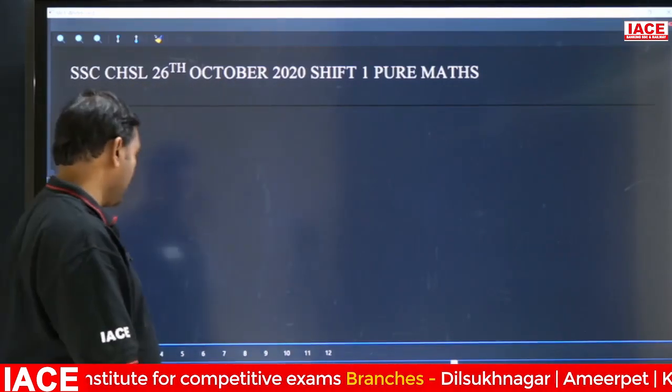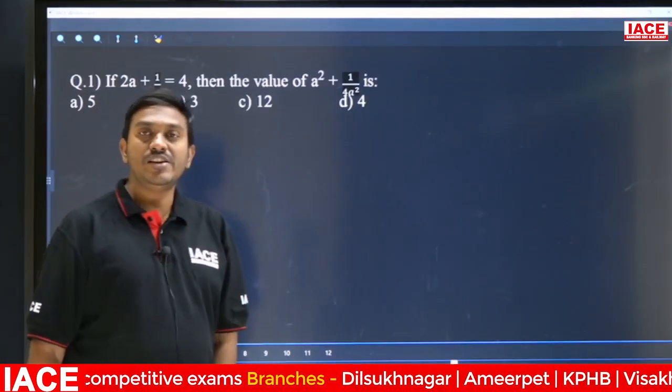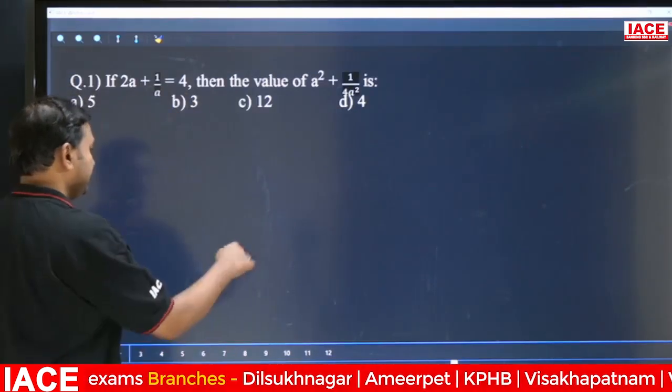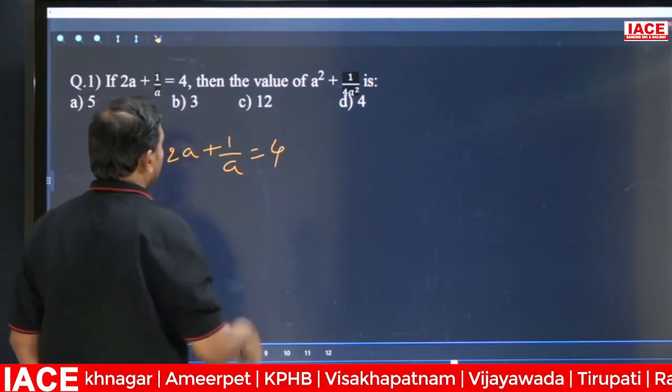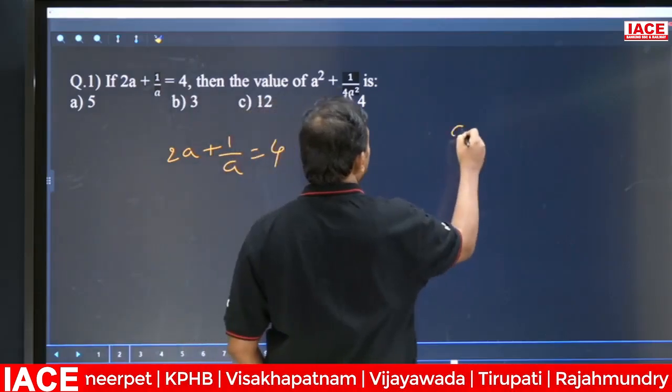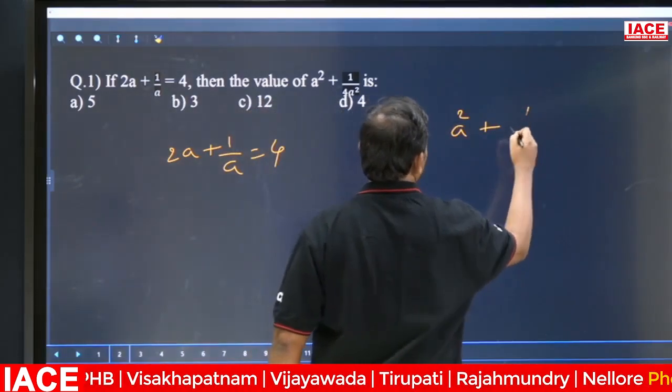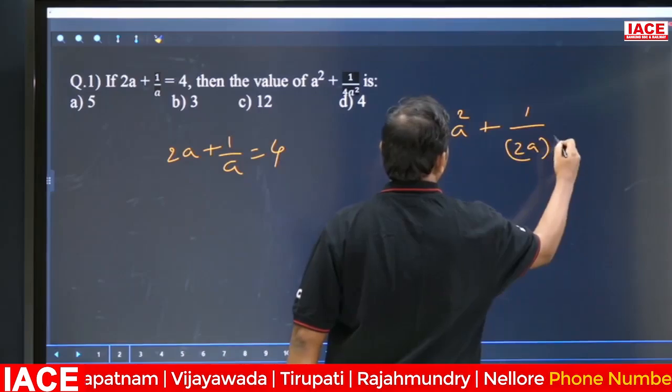So first question number 1. The first question is related to algebra. What is given? 2a plus 1 by a equal to 4 is given. Then what we have to find? A square plus 1 by 4a square, that means a plus 1 by 2a whole square, we have to find.